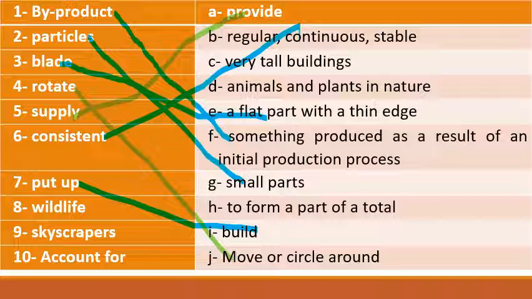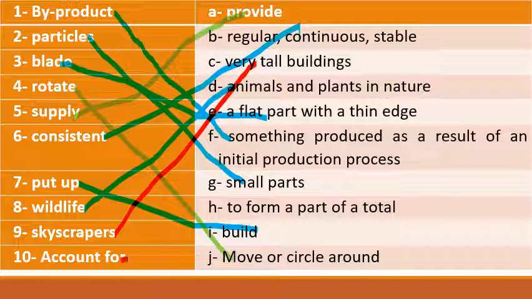Then we have number 8, wildlife. So what's the meaning of the word wildlife? That's letter D, okay? Animals and plants in nature. That's wildlife. Number 9, skyscrapers. So what's skyscrapers? That's very tall buildings. Skyscrapers means very tall buildings. And the last one is number 10, which is account for. And account for, this is letter H, to form a part of a total. That's the meaning of the word account for.